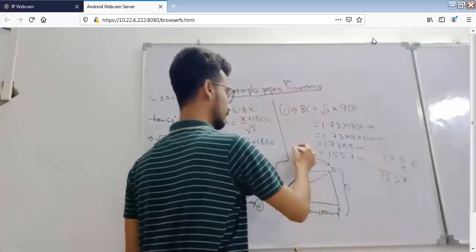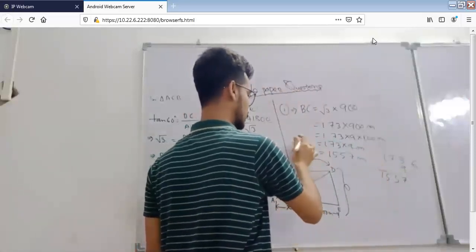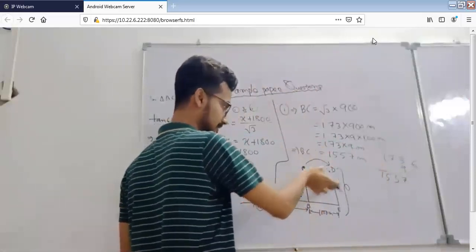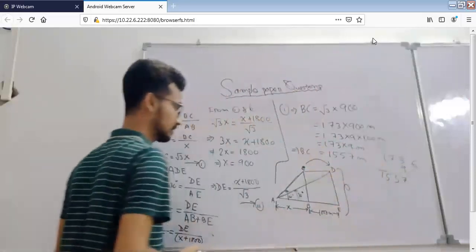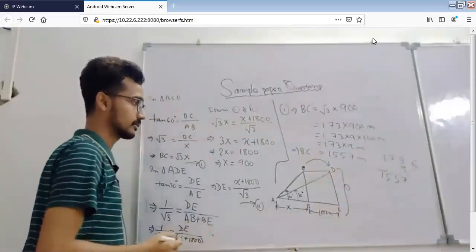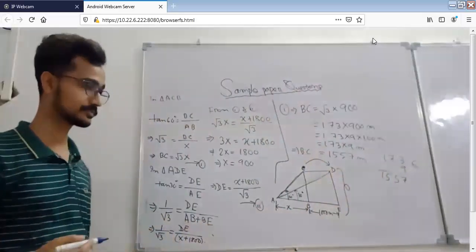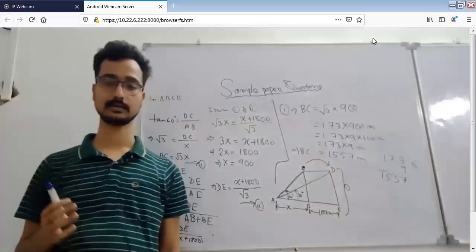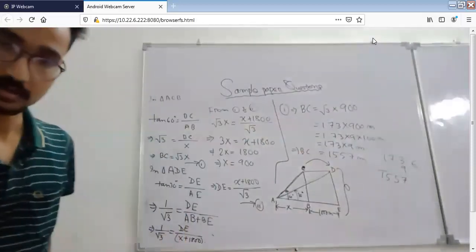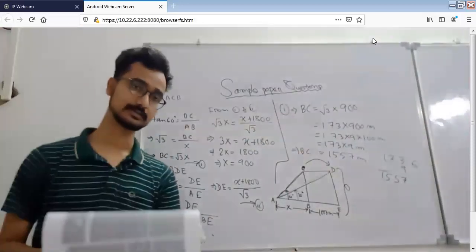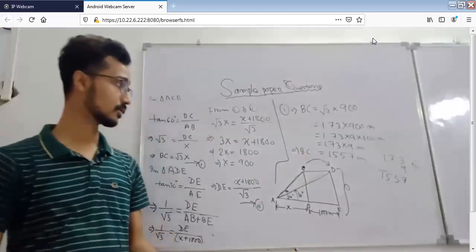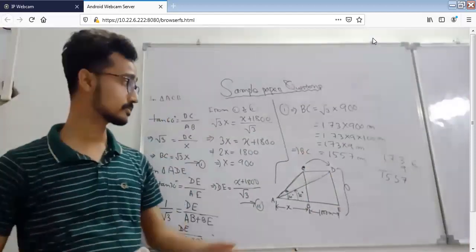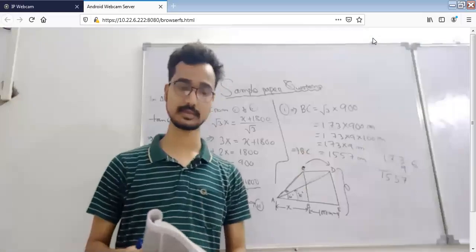So this will be the height of BC, and the heights of BC and D are the same. So write down the final statement: hence, the constant height at which the jet is flying is 1557 meter. So this is your answer.